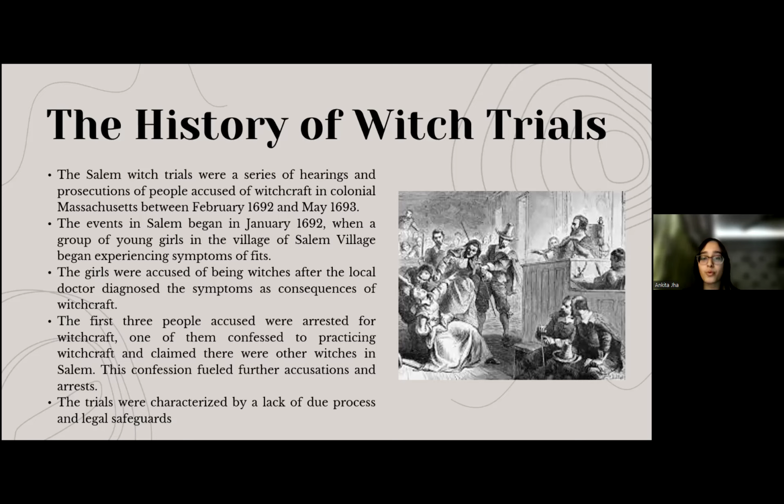And at this point, I need to bring your attention back to the concept of an ideal victim, which also excludes outsiders. The trials reached a climax when the governor of Massachusetts intervened. However, since then, the Salem witch trials have remained a symbol of the abuse of power, the danger of mass hysteria, and religious extremism.